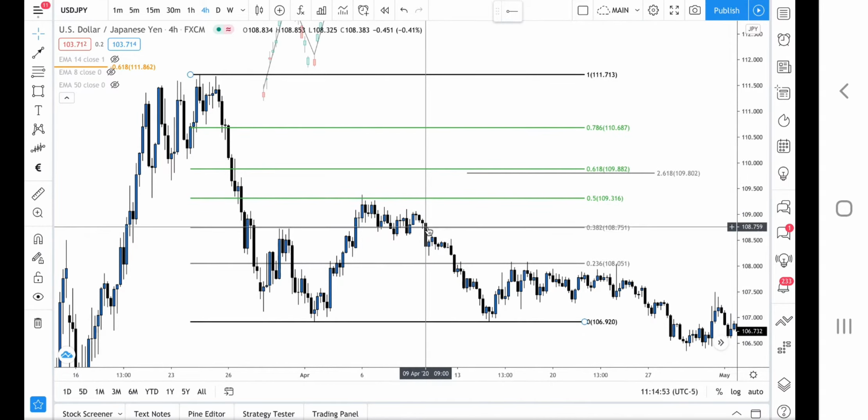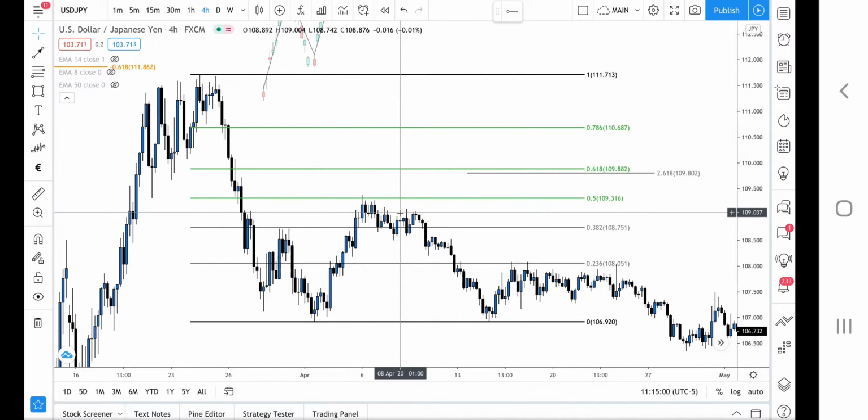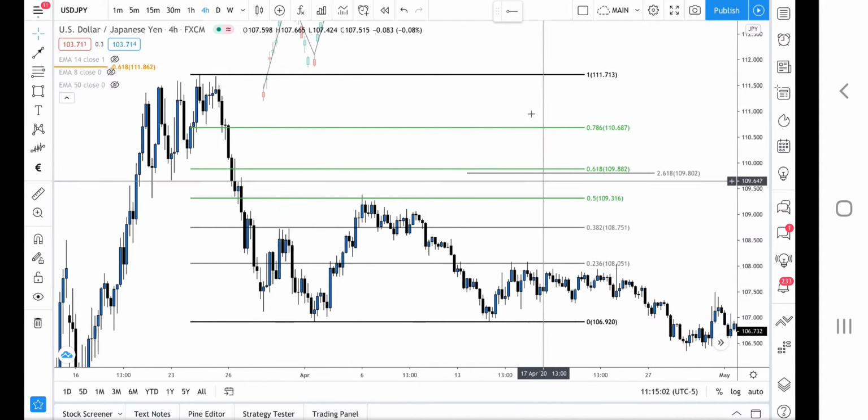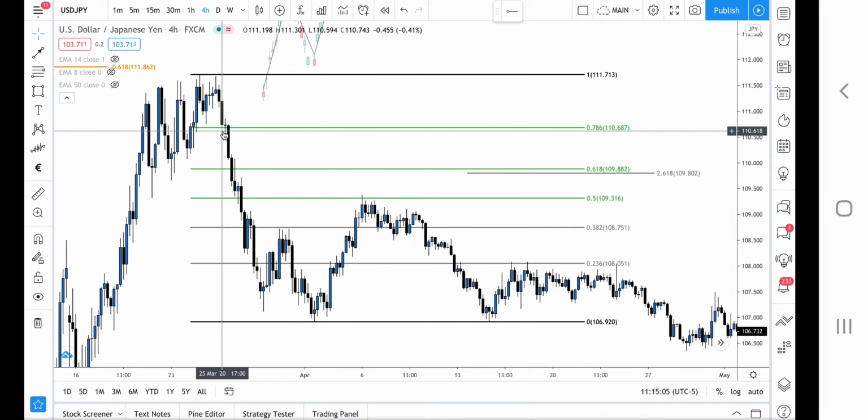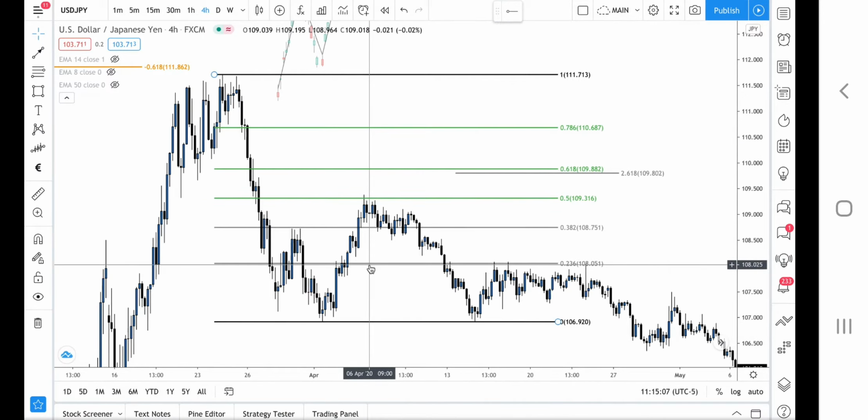We would have needed to wait for the candles to close below the 382 on the 4 hour here, right? Because the candles need to close below the next Fibonacci level on whatever time frame you drew the Fibonacci on. Okay, that's always how it's going to be.